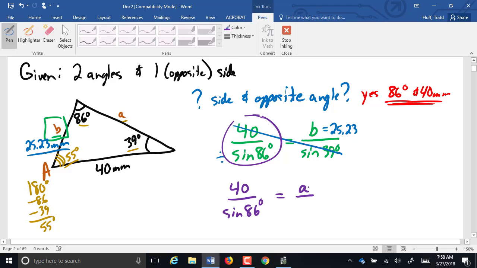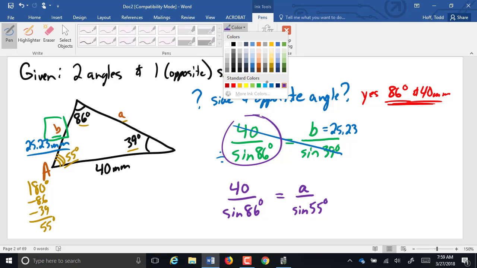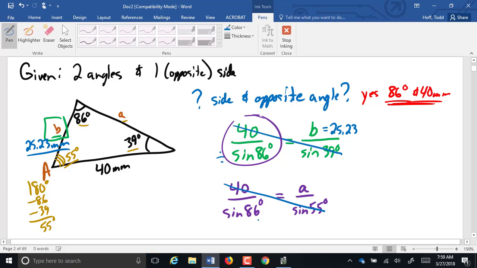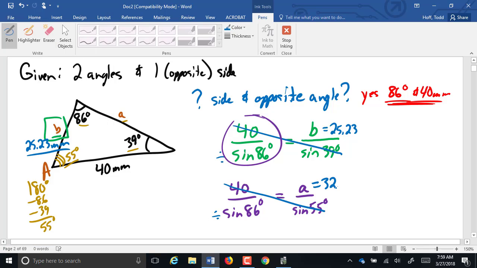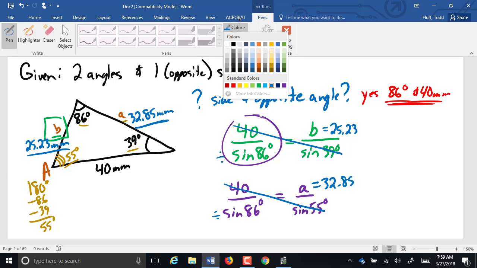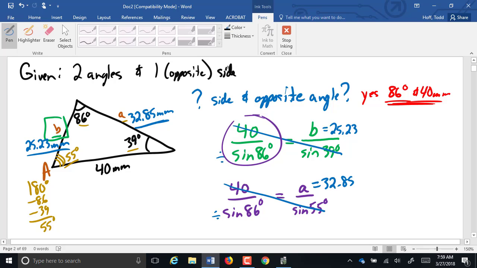Now, looking for side A, it's going to be A over the sine of 55, since 55 is its opposite angle. So we're going to solve that. Again, 40 times the sine of 55 divided by the sine of 86, being careful to close our parentheses. Yep, we're getting 32.85, right? And there, we have found the missing parts.